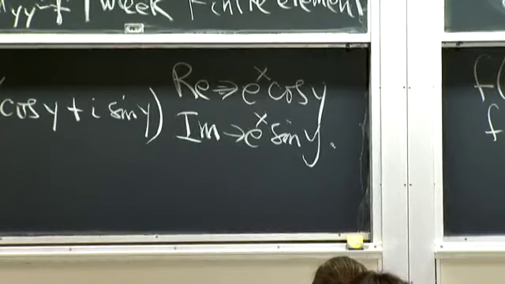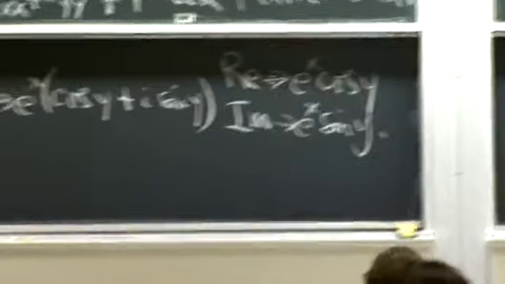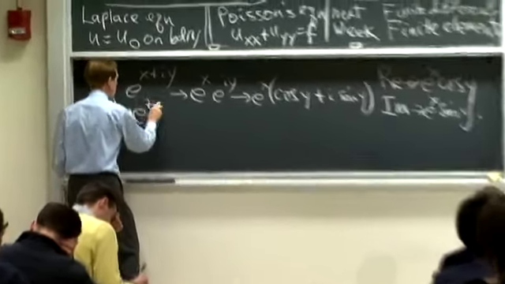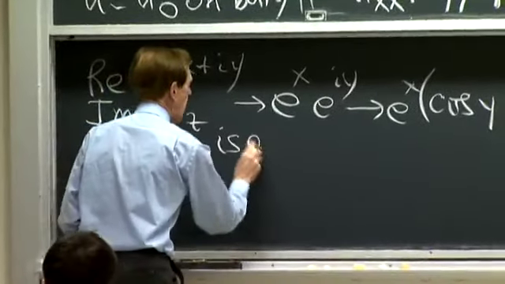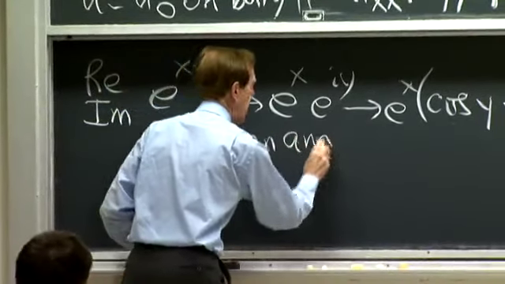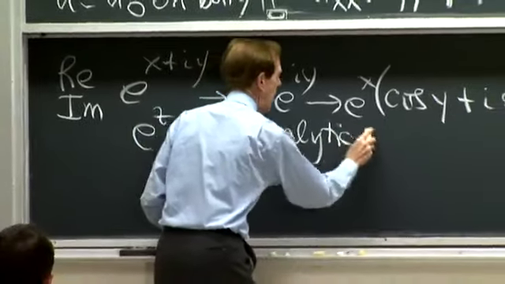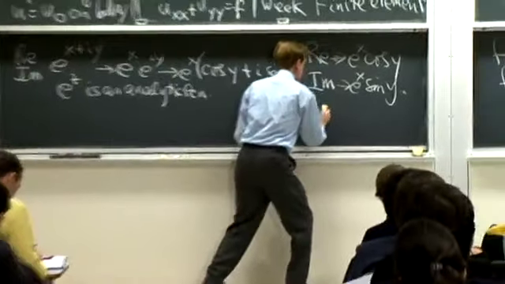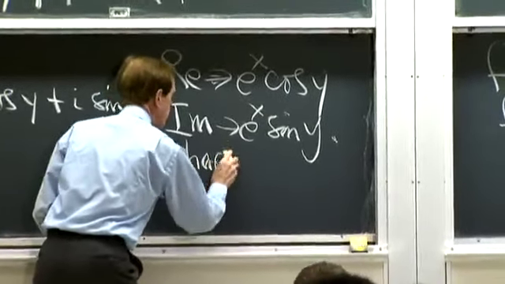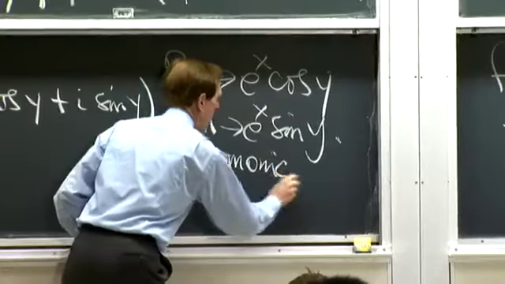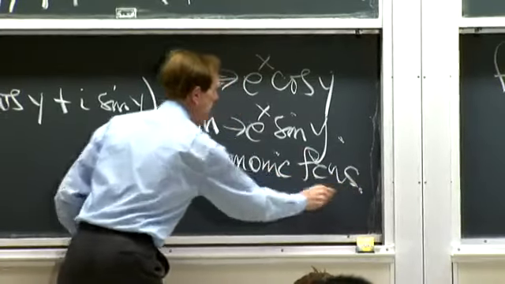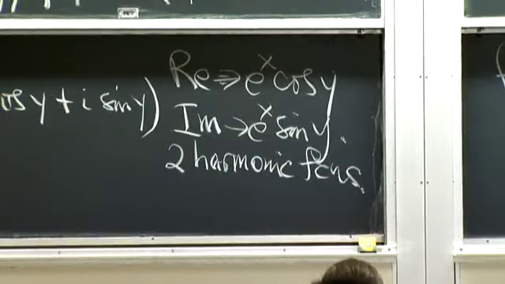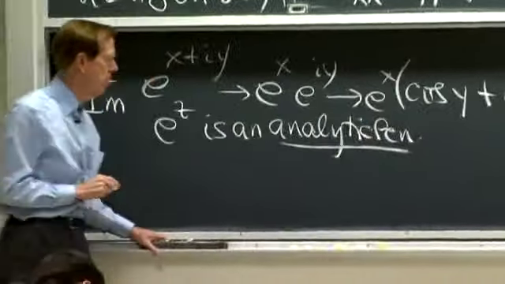Can I give a name to these? This whole field of analysis. This e to the z is called an analytic function. I should just use that word, an analytic function. And these guys, the real and imaginary parts, are two harmonic functions. Maybe it's not so important to know the word harmonic function, but analytic function, yeah, I would say that's an important word.